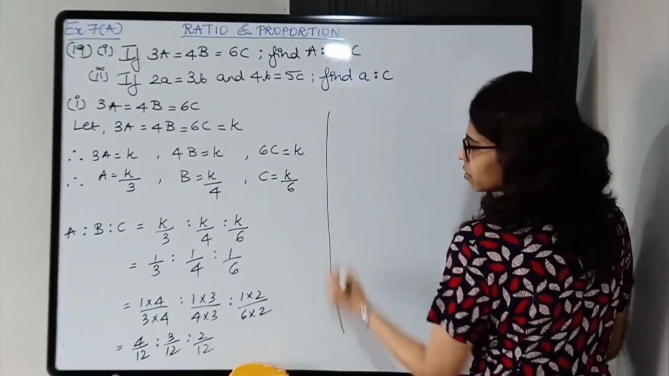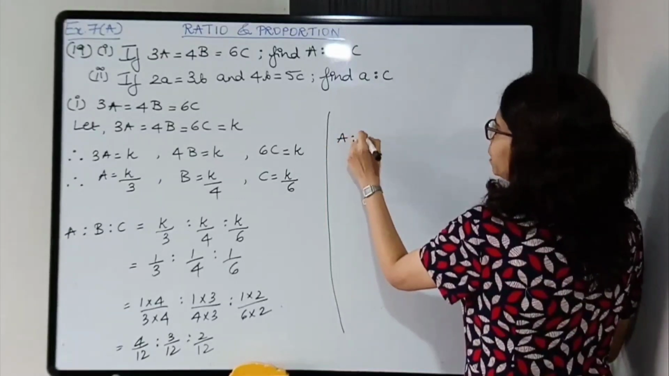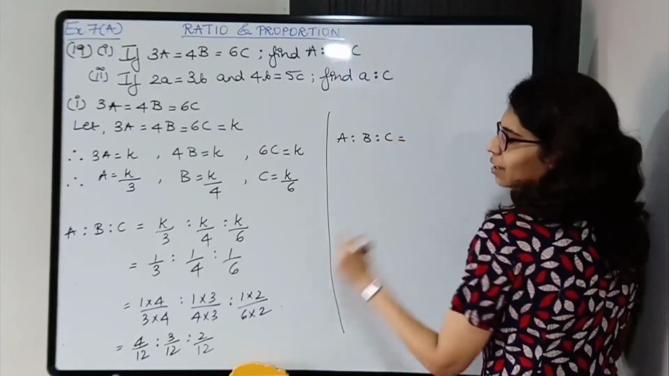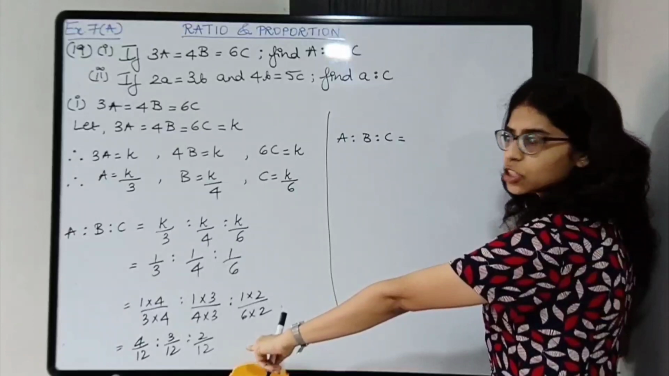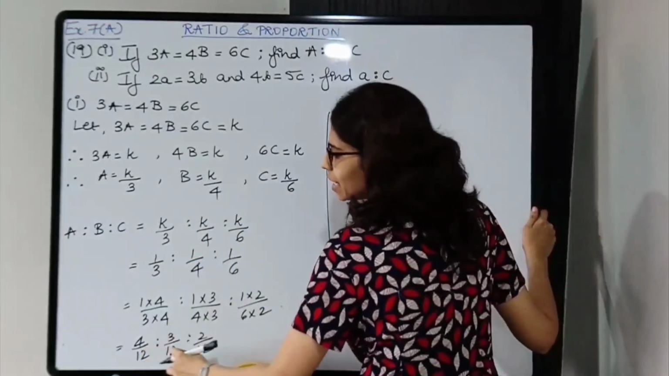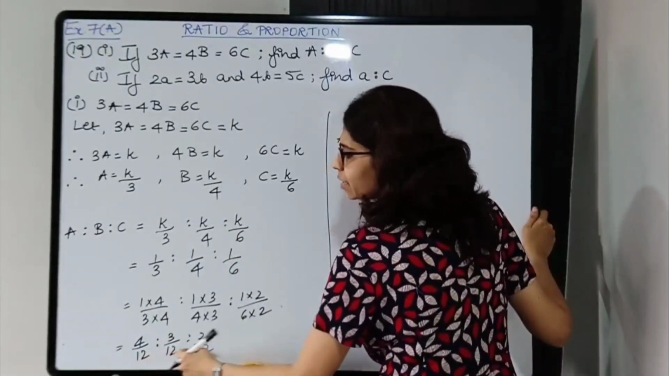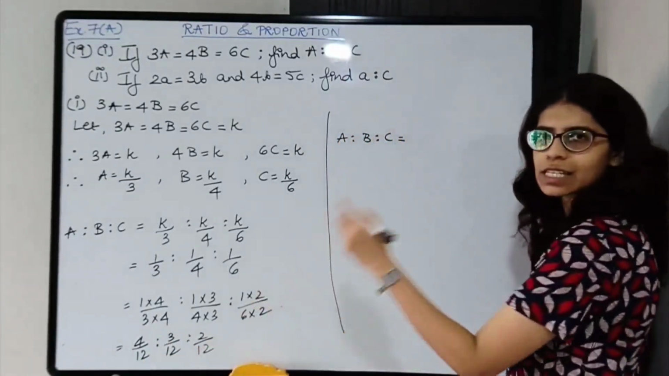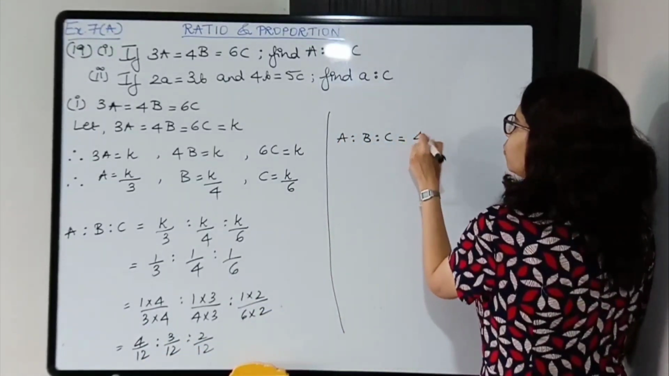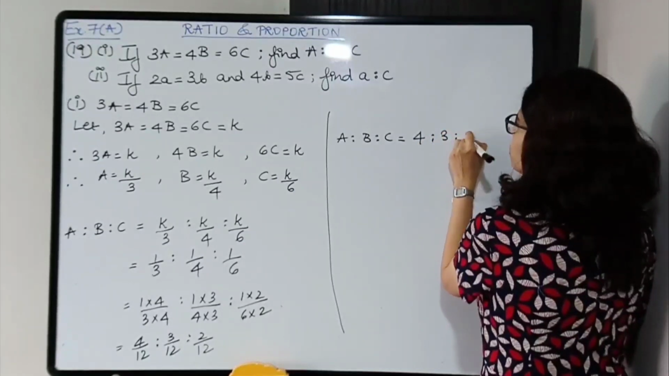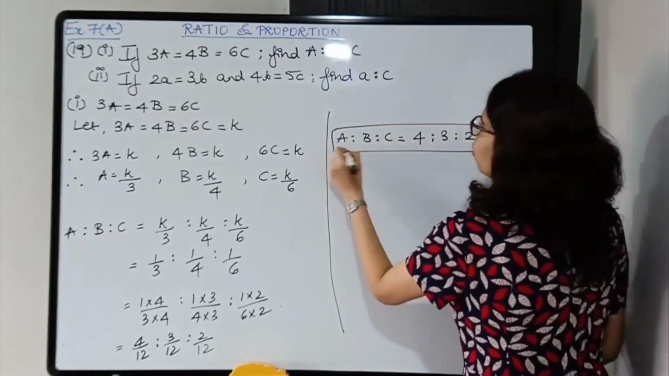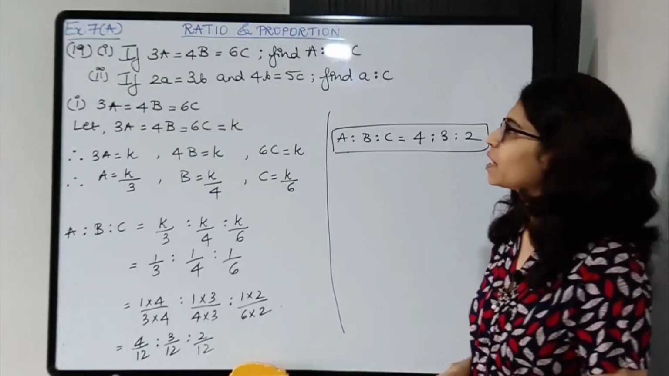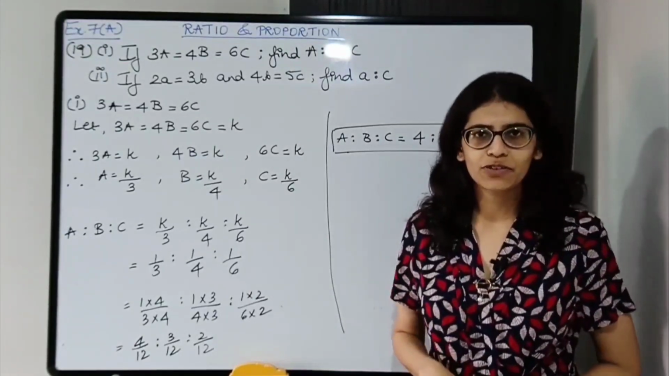So A is to B is to C, cancelling out 12. जैसे हम लोग k कैंसिल कर सकते हैं, ये भी कैंसिल कर सकते हैं. 12 इज देयर इन डिनोमिनेटर ऑफ ईच टर्म. ओके, सब डिनोमिनेटर में है, सो आई कैन कैंसिल आउट 12. सो आई विल बी लेफ्ट विथ 4 is to 3 is to 2. So box this.